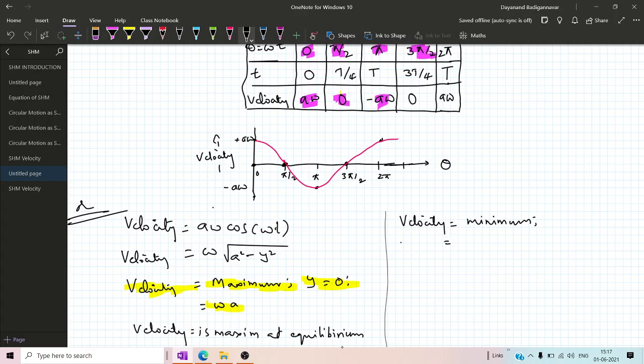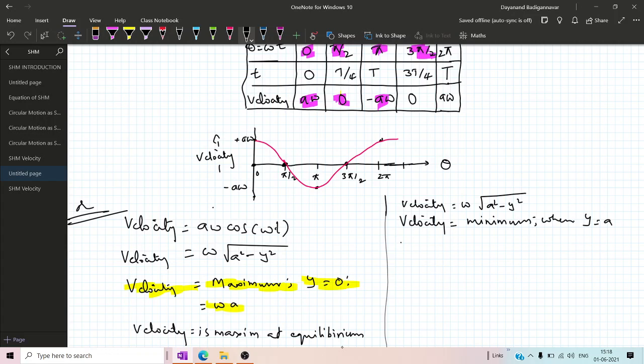What is the velocity condition? Whenever y is equal to a, you have the velocity term here. I'll write the velocity for your sake: velocity is equal to omega into the square root of a square minus y square. Now this is going to be minimum. Minimum means it should be 0, and it becomes 0 when the value of y is equal to a. So when y is equal to a, velocity becomes 0.